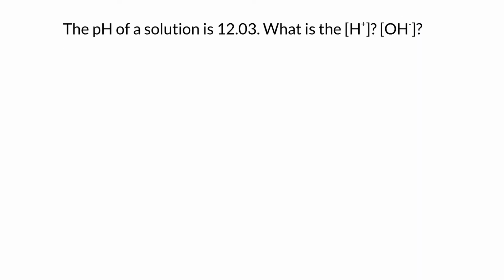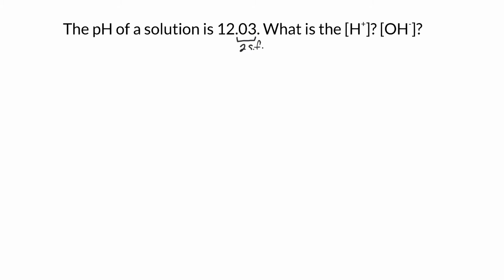Let's go backwards. So they say the pH of a solution is 12.03. What's the hydrogen ion concentration? And what's the hydroxide ion concentration? Another good question. So just looking at sig figs right now, the sig figs of a pH are only the decimal places there. So there's only 2 sig figs. So in my concentration, I can only give 2 sig figs.